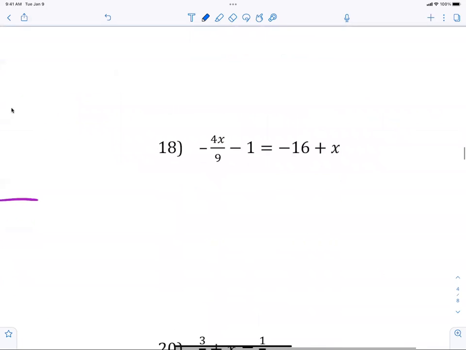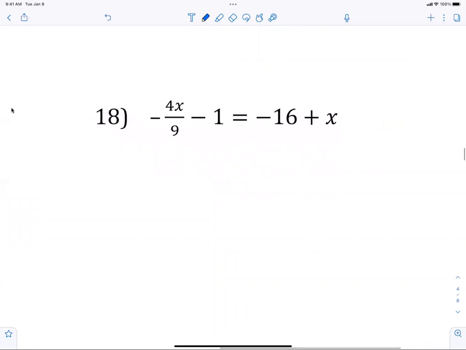All right. Now, I have another fraction here. All right, Noah, tell me what to do. Okay, so this is 18, right? Yes.